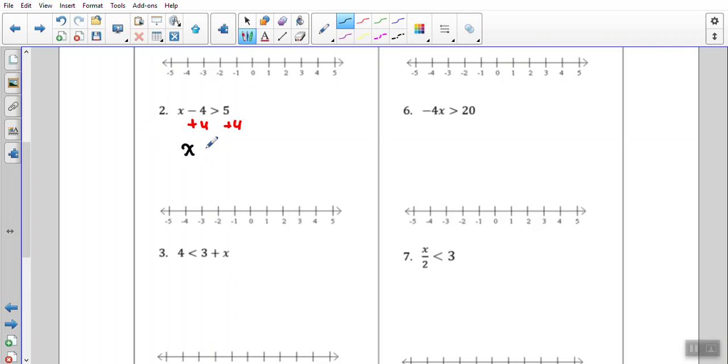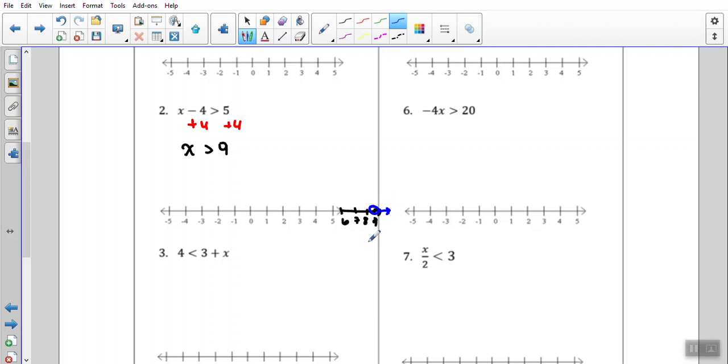So you have x is greater than 4 plus 5, and 5 plus 4 is 9. Now we have to graph this. In order to graph this, we go to the number 9. Sorry, I messed up here. If I were to extend this, it's 6, 7, 8, 9. And if we were to graph it, we have to go to the number 9. We put an open circle because it's not equal to, it's just greater than, and we shade to the right.